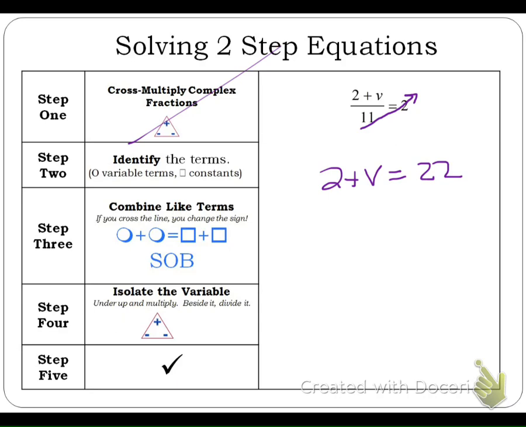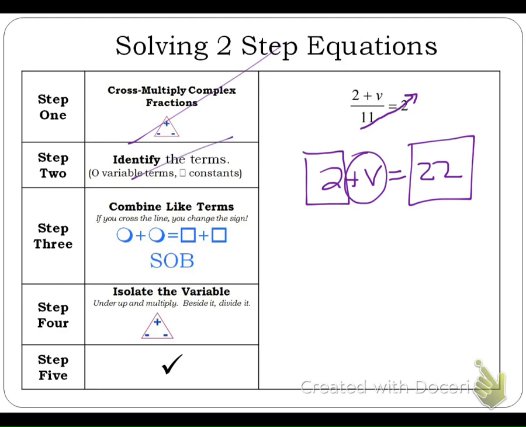Now we're ready to do everything you've been doing so far. Identify your terms, then combine like terms, and isolate your variable. So here we're identifying our terms. Yep, constant, variable term, and a constant.